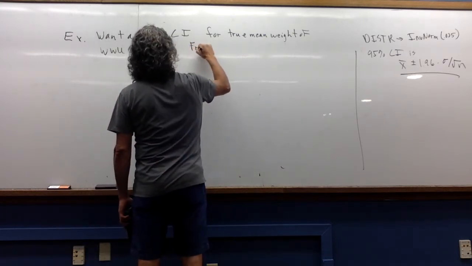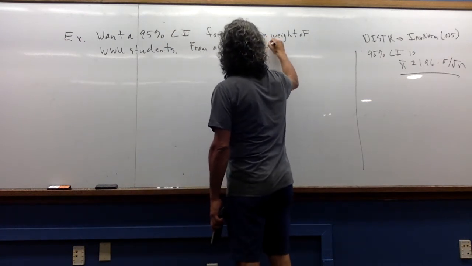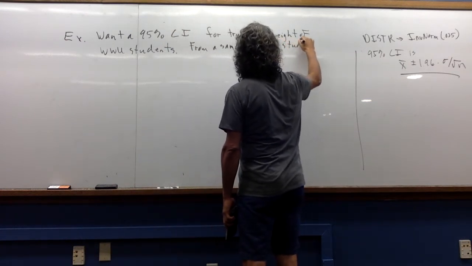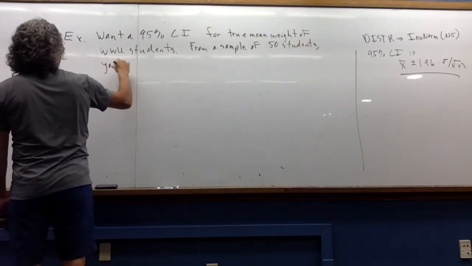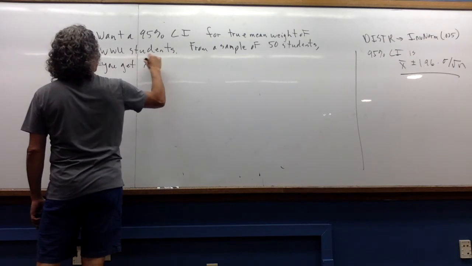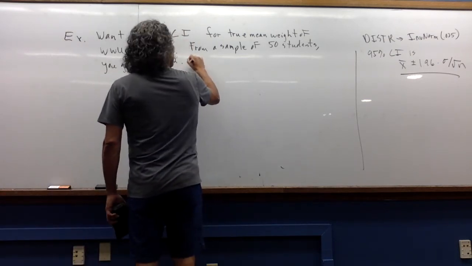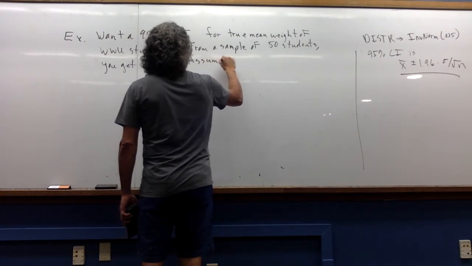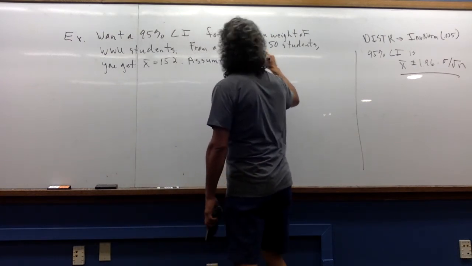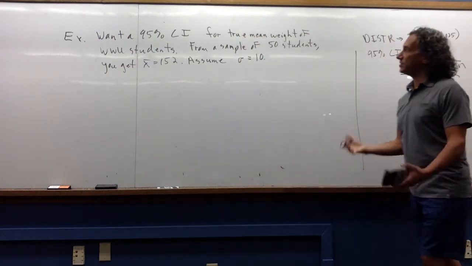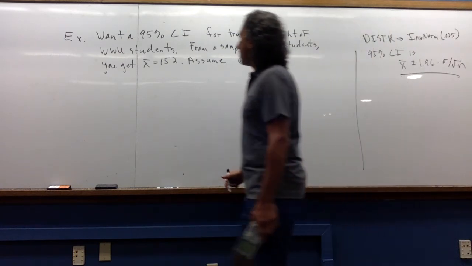From a sample of 50 students, you get x bar is 152. You assume that sigma is 10. Again, I'm just picking that number out of thin air. So all these numbers out of thin air. So let's compute the 95% confidence interval.